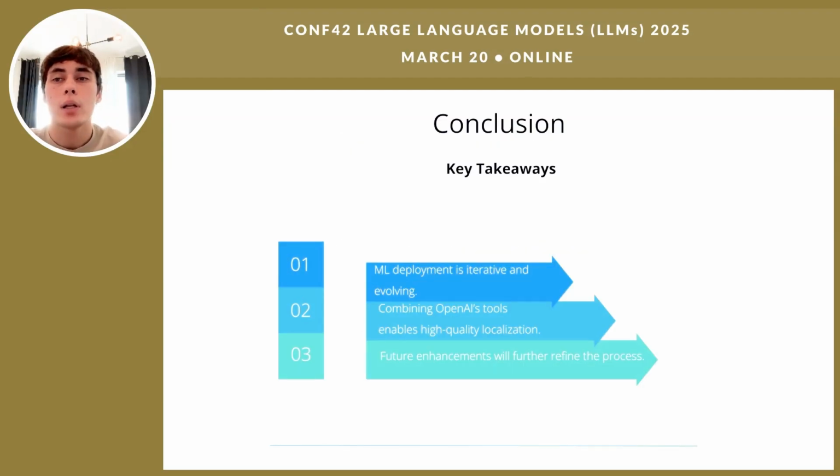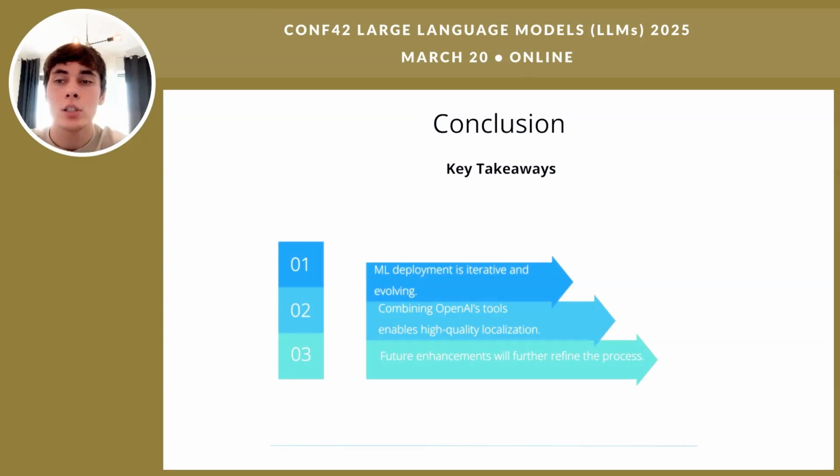As we wrap up, let's reflect on key takeaways from this presentation. First, deploying machine learning in real-world applications is an iterative process. We continuously refine our approach based on feedback, performance evaluations, and advancements in AI. This work doesn't stop at deployment, it evolves to meet new challenges.